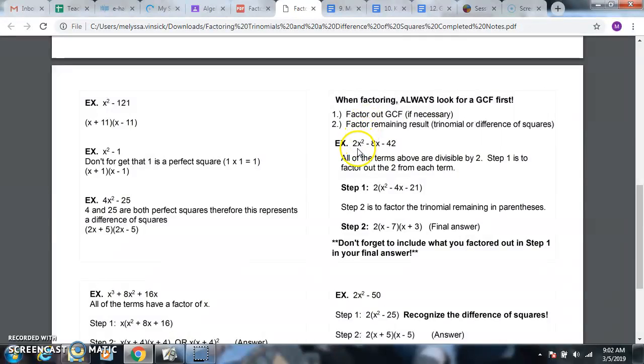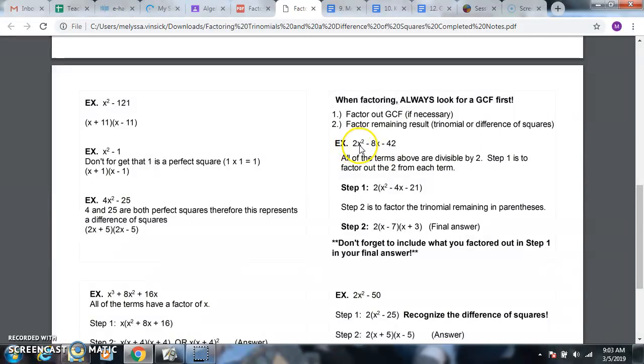So let's look at this first example. 2x squared minus 8x minus 42. So we're starting with a trinomial. Because this is a 2x squared, I'm going to first start by checking and seeing, do I have a GCF? All of these terms I can divide out a 2 from. 2 is the largest number that I can divide evenly into 2, 8, and 42. So that's my GCF. I also want to check to make sure I don't have any variables that are common to all 3 of these terms, which I don't.